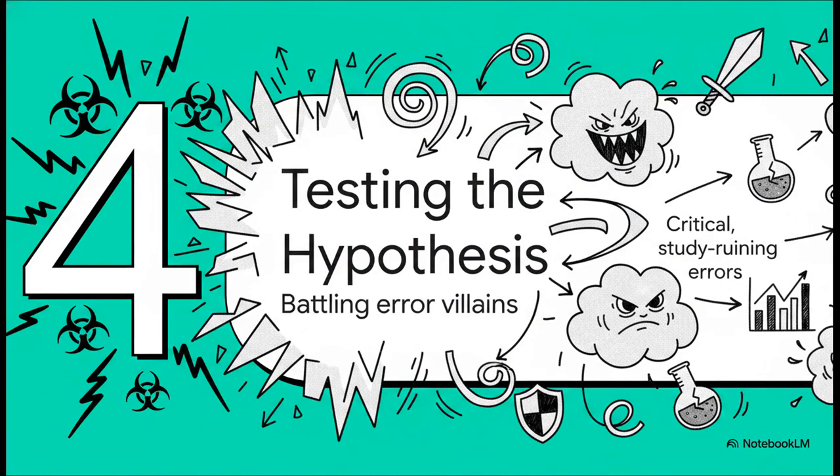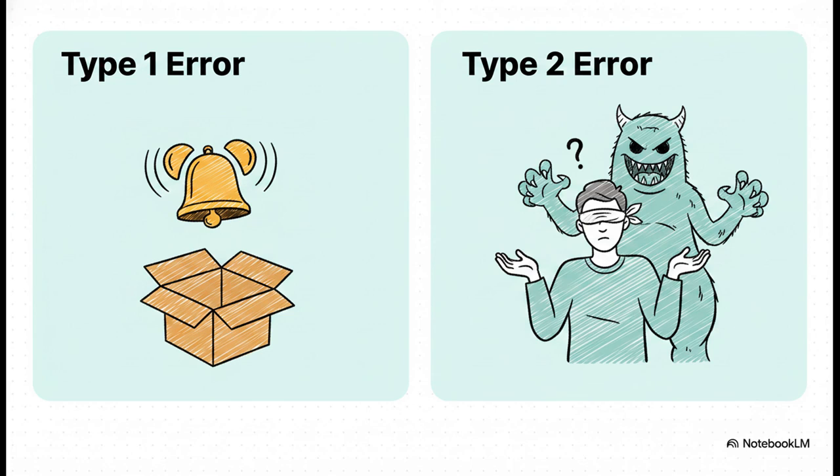Moving on to Section 4, Testing the Hypothesis. Battling the villains of error. This is where things get tense. Whenever we test our hypotheses, we face the inherent risk of making critical, study-ruining errors. Meet the two villains of our data story.